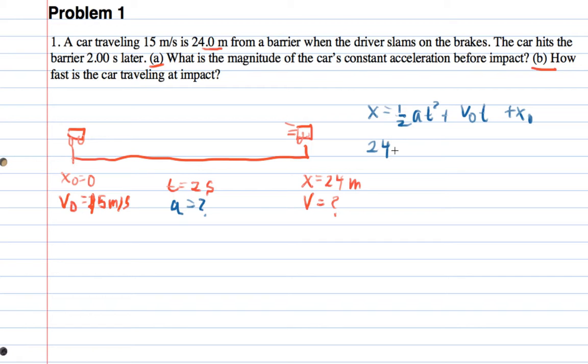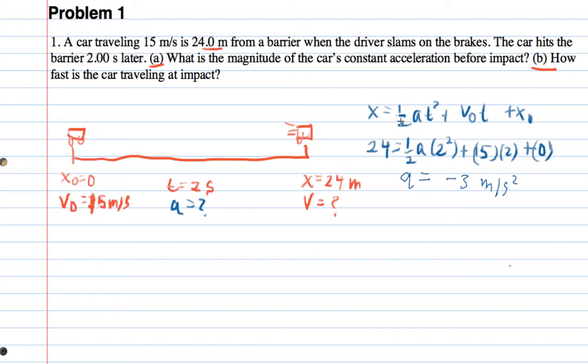So I'll have 24 equals 1/2 times the unknown a times 2 squared plus v naught, which is 15 times 2 plus 0. So it looks like I'm going to be able to actually calculate the acceleration from this one here. So I'll go ahead and do that. When I do that, the answer is going to be -3 meters per second squared.